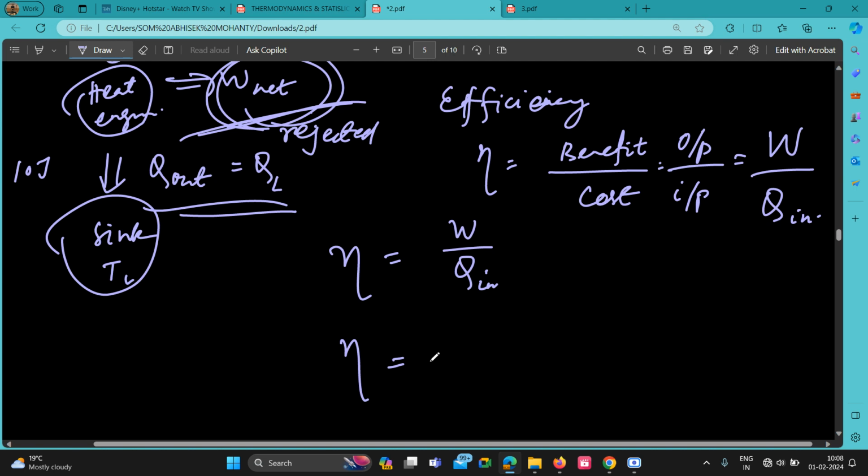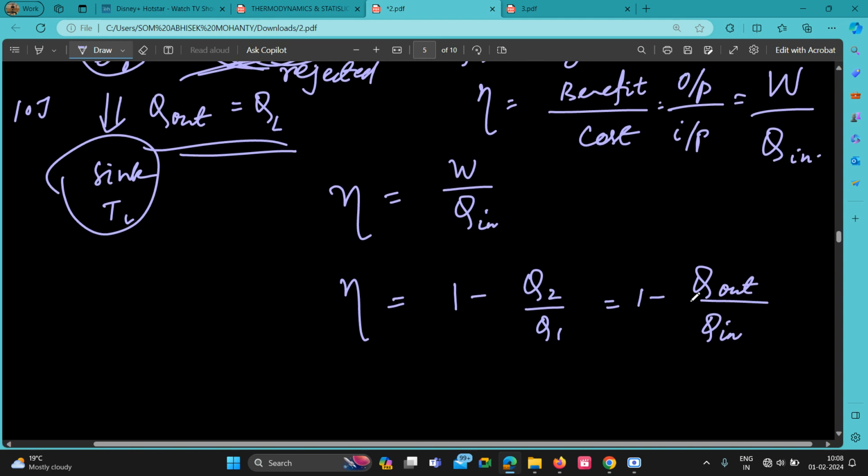Otherwise, eta will be 1 minus Q2 by Q1, or 1 minus Q out by Q in, because Q out is smaller, so it's in the numerator, and Q in is in the denominator because this is bigger. Otherwise it will come out negative. Is that all right? This formula is valid for all.